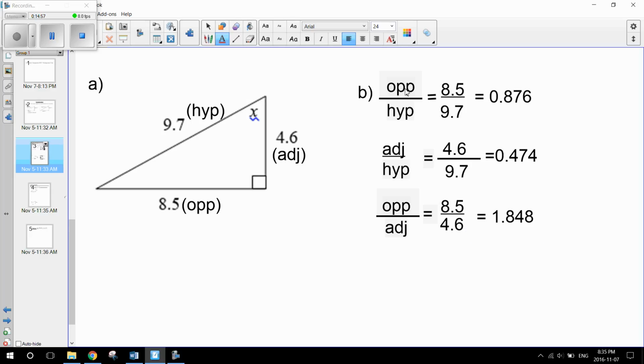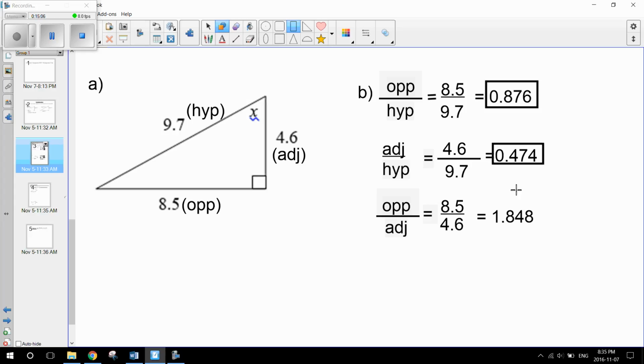Okay, so we have our three different values for our ratios, so let's box our answers here. So our three final answers for each of our three ratios. If anyone still needs more time to write this down, just give the video a pause.